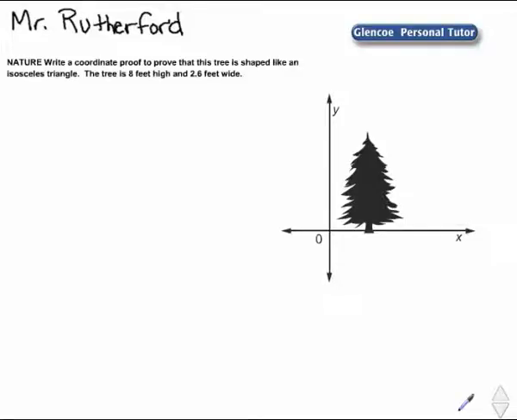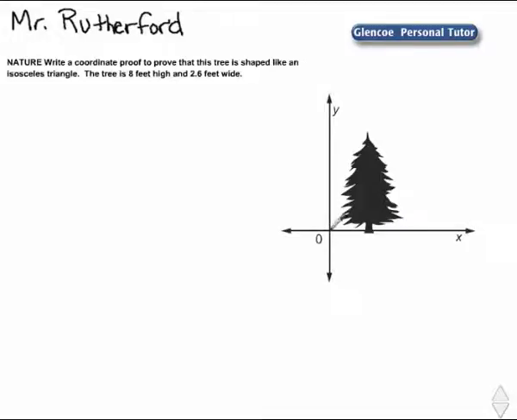In this problem we will look at a real-world example. Nature. Write a coordinate proof to prove that this tree is shaped like an isosceles triangle. The tree is 8 feet high and 2.6 feet wide. Notice our tree is placed in an XY coordinate plane. We're told that the tree is 8 feet high and 2.6 feet wide.